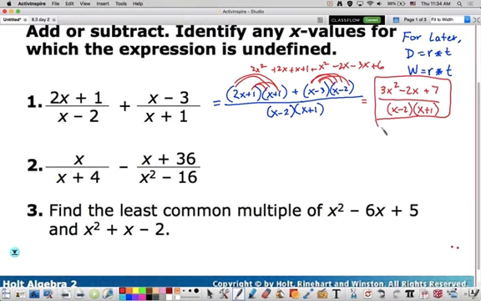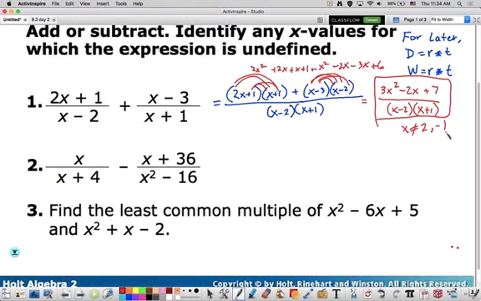You should also check if the top factors. Let's check: 7 times 3 is 21, and negative 2. Is there anything that adds to negative 2 and multiplies to 21? I can't think of anything. I don't think that factors. So you're good, but then you also have to state where it's undefined: 2 and negative 1.